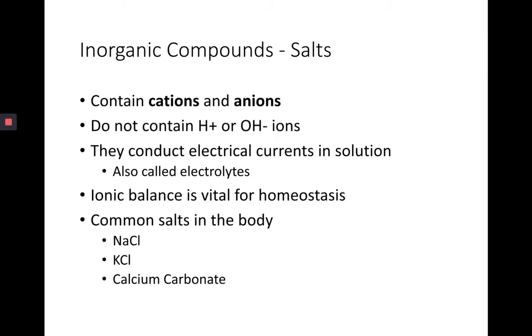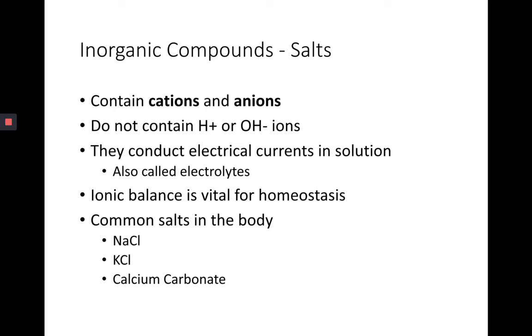The next inorganic compound we're going to look at is salts. And salts contain cations and anions. So they contain a positive ion and a negative ion. They, however, do not contain hydrogen ions or hydroxide ions. Instead, you would only see those in acids or bases. But we're going to look at a couple of examples. The one you're probably the most familiar with is sodium chloride, or NaCl, which is common table salt. And you'd always write the positive ion or the cation before the anion.